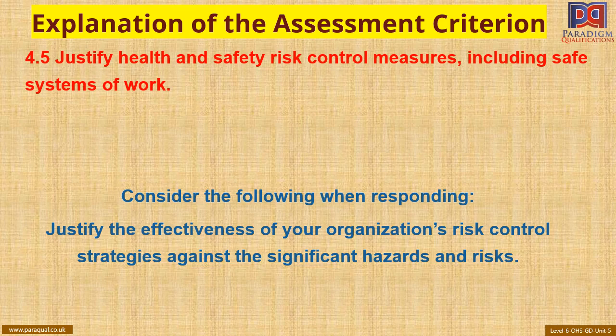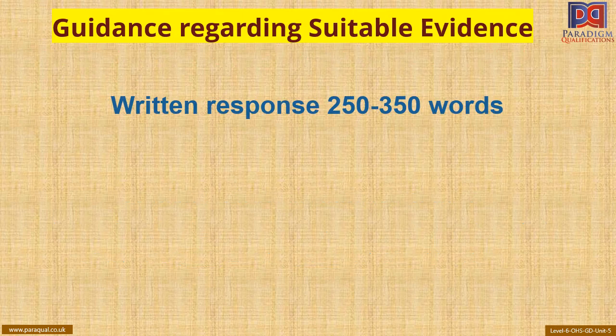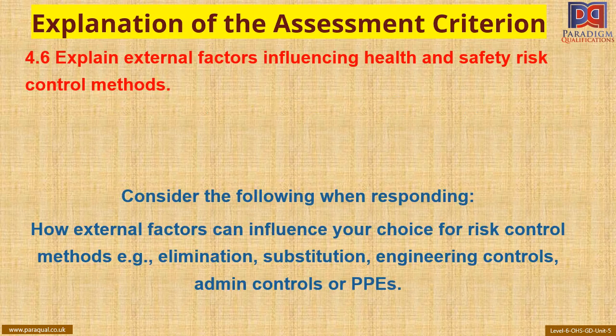4.5 Justify health and safety risk control measures, including safe system of work. Consider the following when responding. Justify the effectiveness of your organization's risk control strategies against the significant hazards and risks. Limit your response between 250 to 350 words.